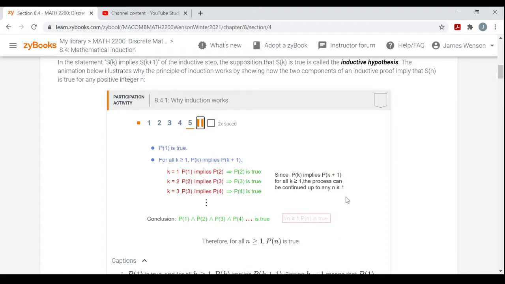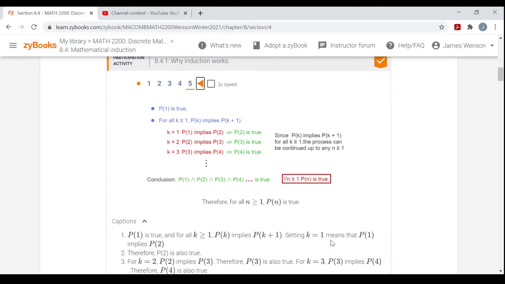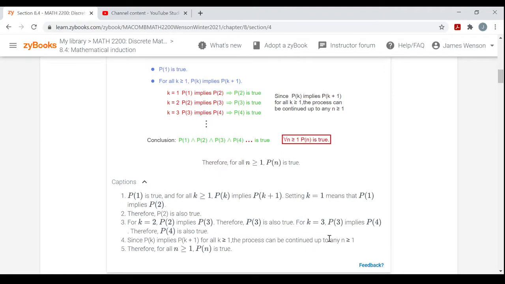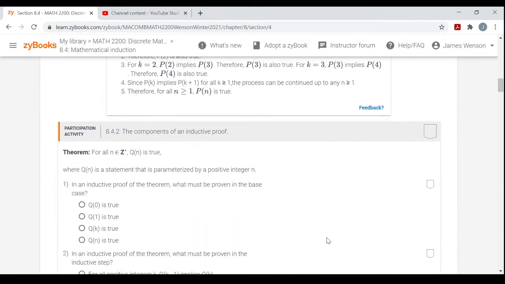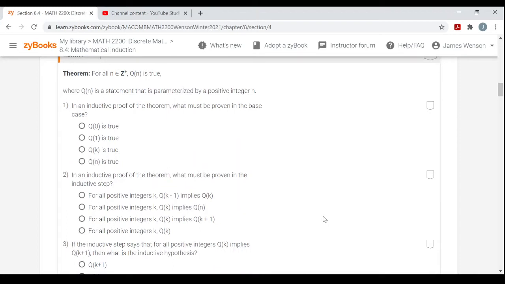So the statement is true for all positive integers, right? For all n greater than or equal to 1. I hope this makes sense. And I hope it'll make more sense when we actually look at an example. All right. So first, I'll go through these participation activities with the multiple choices and whatnot, and we'll go through their example of an inductive proof, and then I'll write out my own. I'll do several examples of an inductive proof here, and the next 2 sections are on inductive proofs.